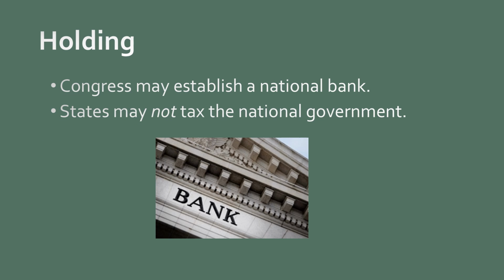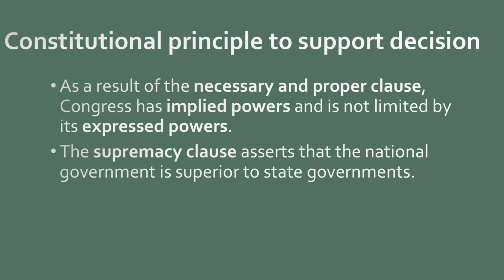The holding, meaning the ruling that the Supreme Court issued in this case, they answered both questions. They said, yes, Congress may establish a national bank. States may not tax the national government. So yes, Congress can create a national bank. No, states cannot tax the national government. So why did they rule this way? So there are constitutional principles that they used to support their decision.